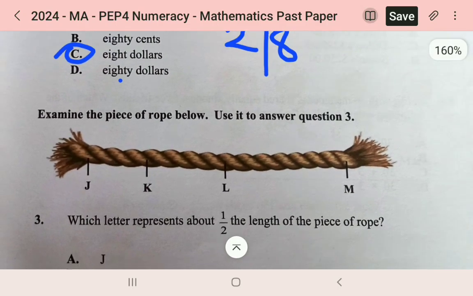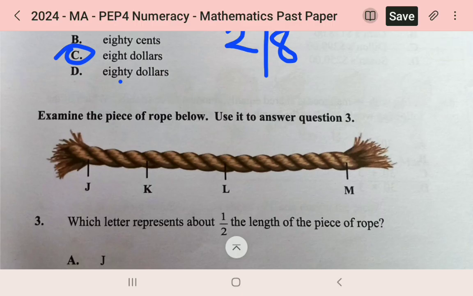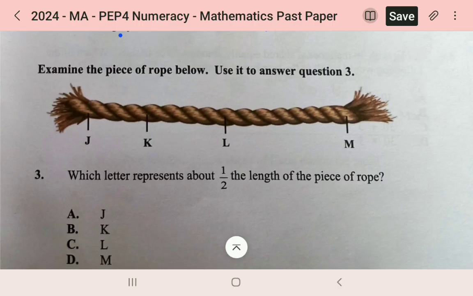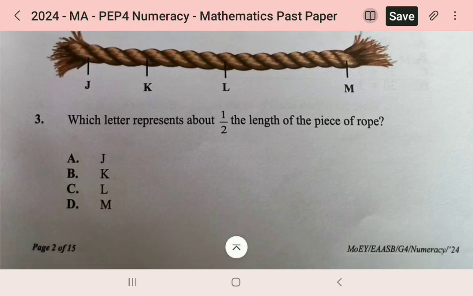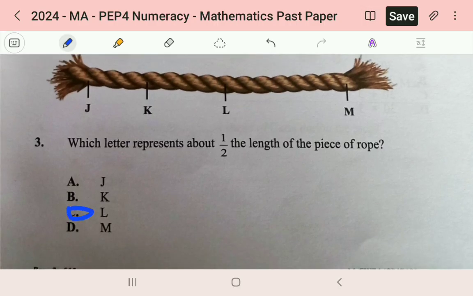All right, examine the piece of rope below. Guys, it seems every past paper has something of this sort, just that this one is not showing you a number line, but something of this sort for you to estimate measurement. Use it to answer question 3. Which letter represents about a half or 1/2 of the length of the rope? Right away you know it's letter L. No need to even guess or look. It's C. L is about halfway of the rope.